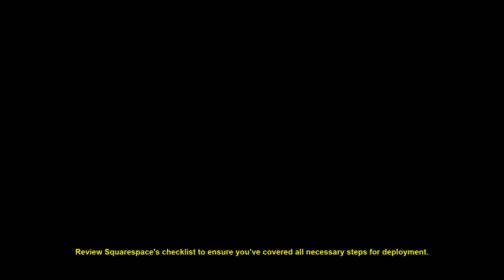Choose the option to make your site public. Review the Squarespace checklist to ensure you've covered all necessary steps for deployment. At this point, you may also want to set up Google Analytics for website tracking. To do this, select the Advanced option in the Settings menu. Find the External Services section where you can input your Google Analytics code.